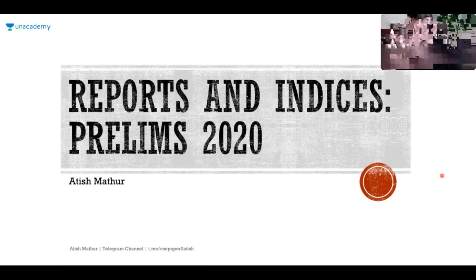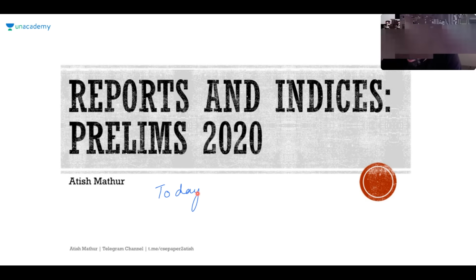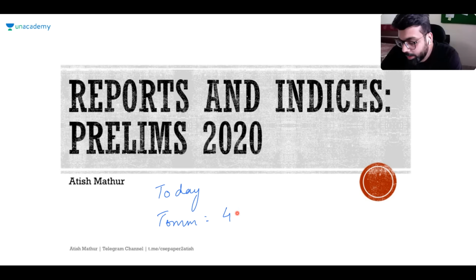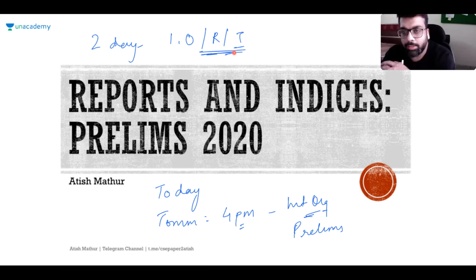Right. So let's start. The basic idea is we're going to cover important reports and indices today. Tomorrow at 4 p.m., we'll cover the major international organizations that have to be done for the prelims exam, so that in 2 days all your international organizations, reports and indices are done in one go, in an hour at the most. The slides have been uploaded on the drive on the channel and are also available here. You could download them after the session if you want to.